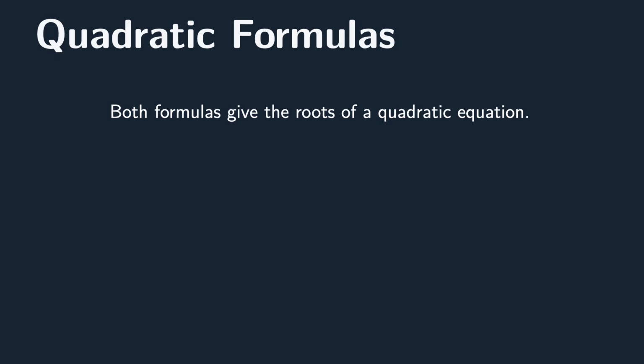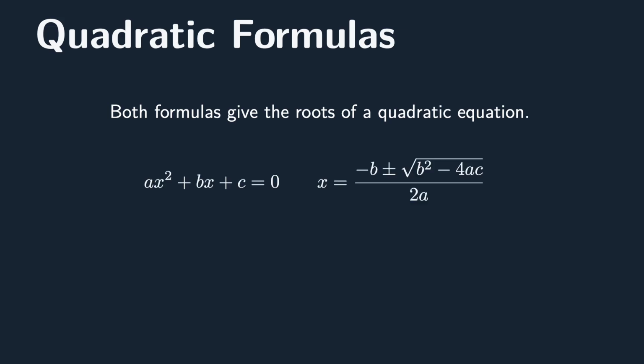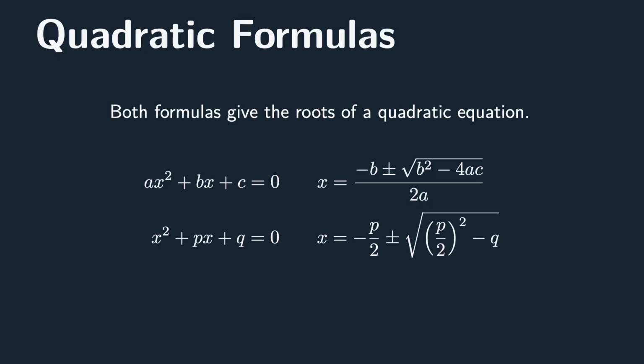The PQ formula is commonly used in German-speaking education systems. The ABC formula is used when the equation is written as ax squared plus bx plus c equals 0. The PQ formula is used when the coefficient of x squared is 1. So the equation is written as x squared plus px plus q equals 0.